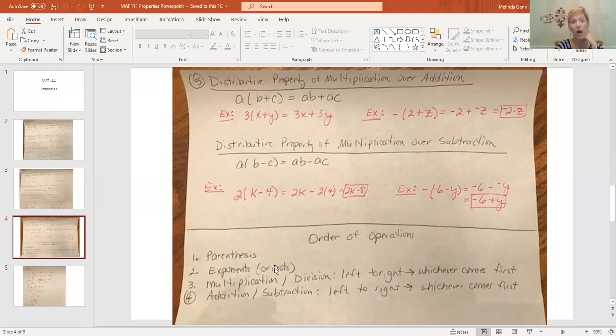Okay, so you don't always multiply before you divide. It's whoever gets in line first. And the last thing you do is addition subtraction. And again, you don't always add before you subtract. That again is left to right, whichever comes first. So let's look at a quick example.